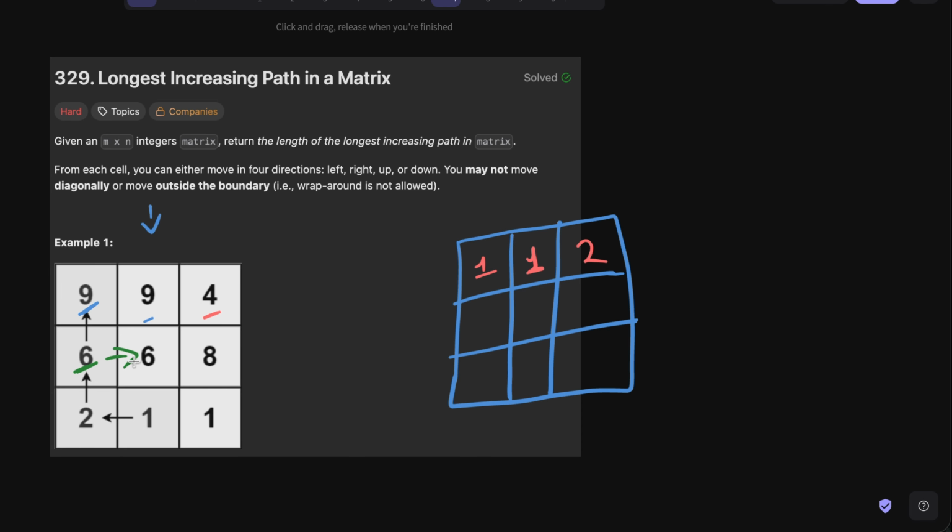If I try to go this side, I cannot go, right? Because it is the same number. So I will get a 1 here. Then if I try to go to left, I will again get 1 because it is out of bound. If I try to go down, I cannot go here because it is less than 6. So it is going to give me 1 again.